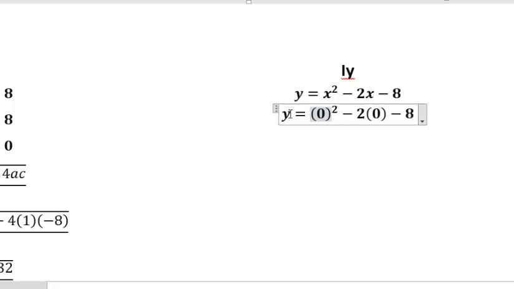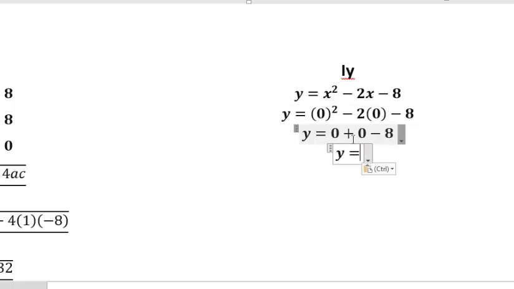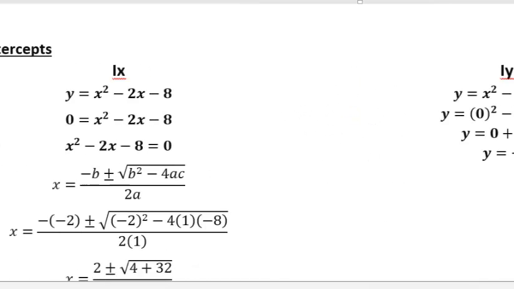So what am I going to do with those things? Well, what you're going to do is perform the operations. 0 squared is 0 times 0. That will be 0. Negative 2 times 0, that will be plus 0. Minus 8, you copy it. And then I continue. 0 plus 0 is 0. Minus 8, negative 8. Okay, I've already found the letter. Like I told you, this was going to be easier than the previous one.